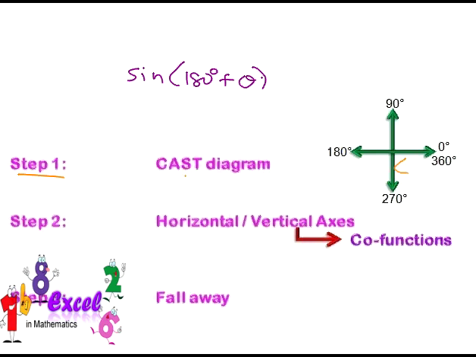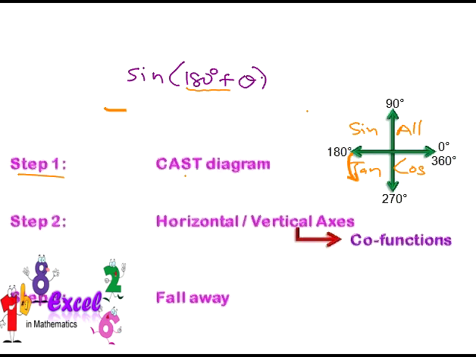Now the CAST diagram works like this: C, A, S, T, and it indicates the functions and their signs in the different quadrants. So C stands for cos, A stands for all, S stands for sine, and T stands for tan. Those will be the respective quadrants where each of those trigonometric functions will be positive. So when we look at sine of 180 plus, it means that we are in the third quadrant, and we can see that sine is no longer positive there. So according to step 1, we can just put a minus in front of that expression already.